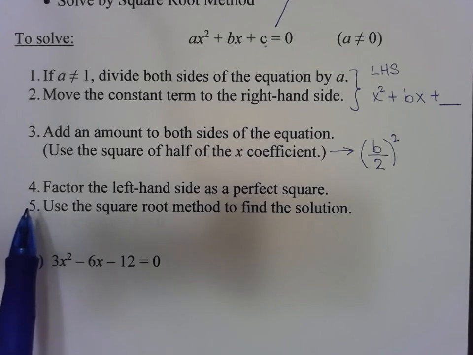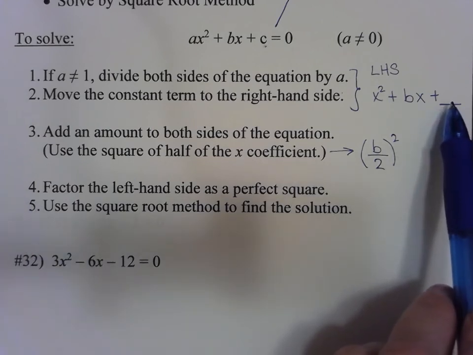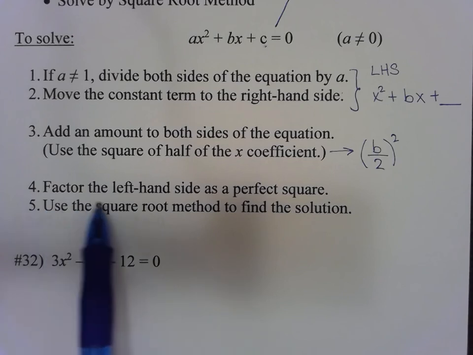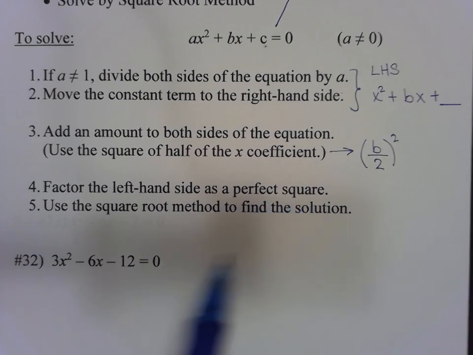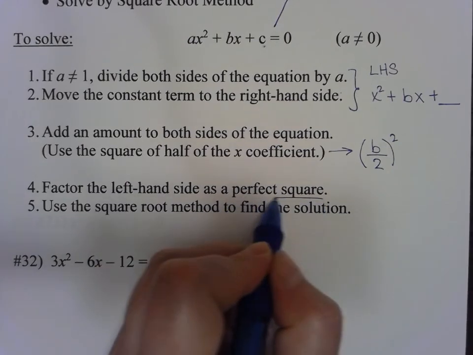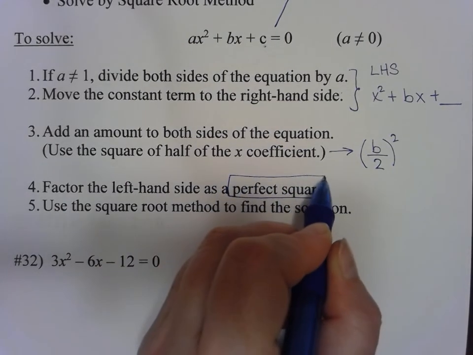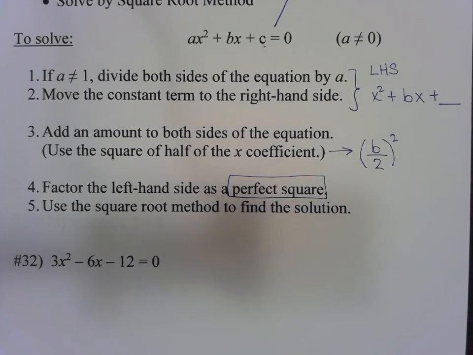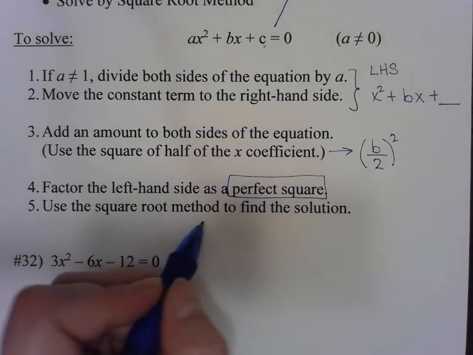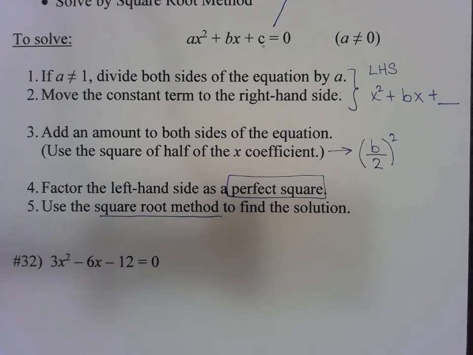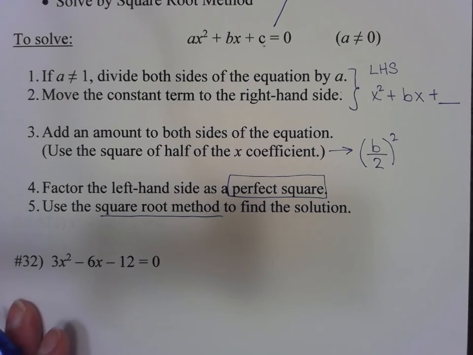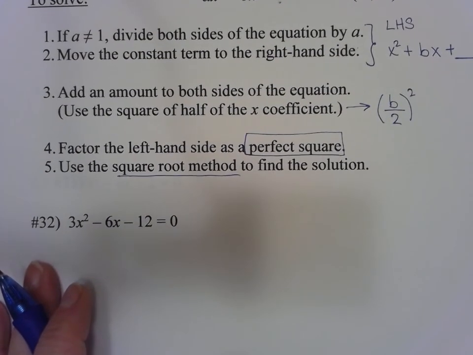Once we've added our number right here, we're going to factor that, and it should factor into a perfect square. That's kind of the point of this whole process. Then once we have our perfect square, we're going to solve with the square root method. So this really is the setup for the square root method. Okay, so let's try this out.